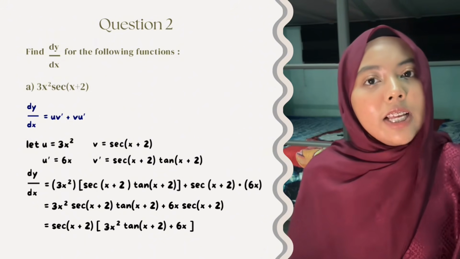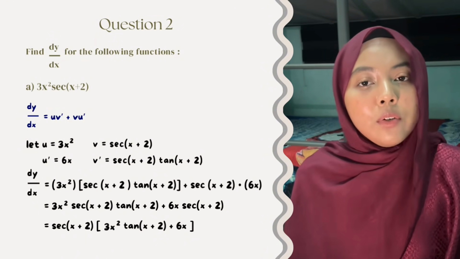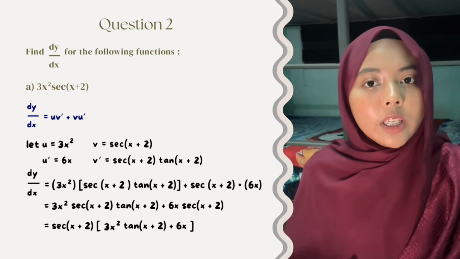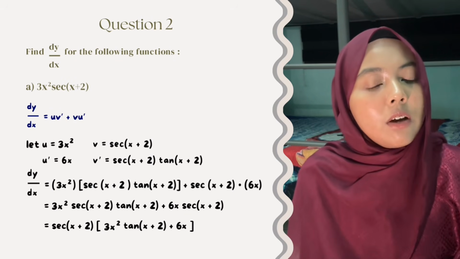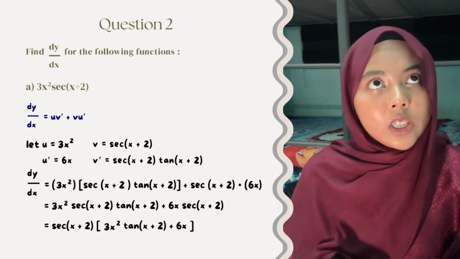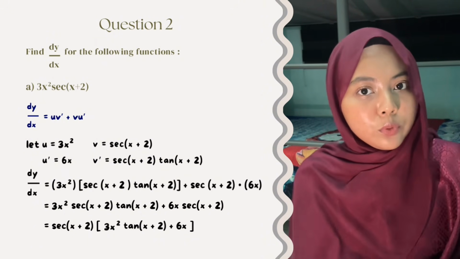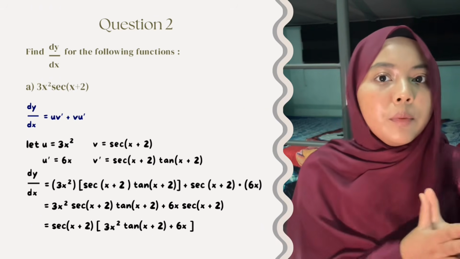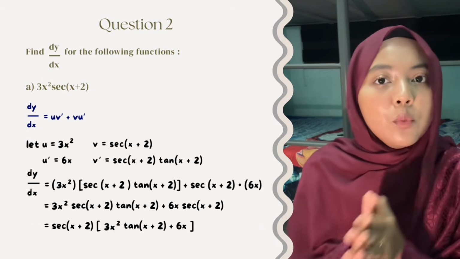Hi, so now let's solve question 2. For question 2a, we are given the function y equals 3x squared secant of (x plus 2). Since this is a product of two functions, we will use the product rule, which is dy over dx equals u v prime plus v u prime.